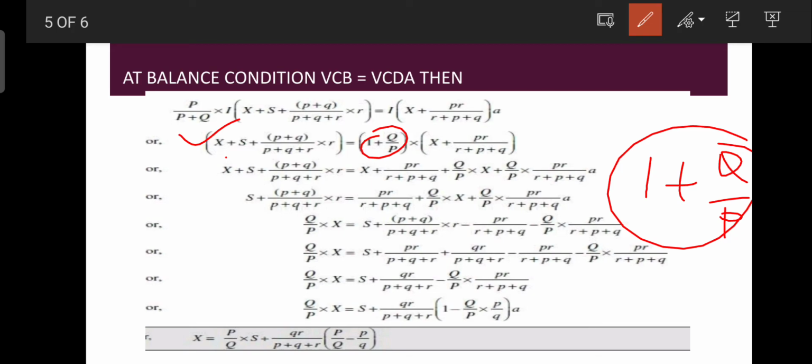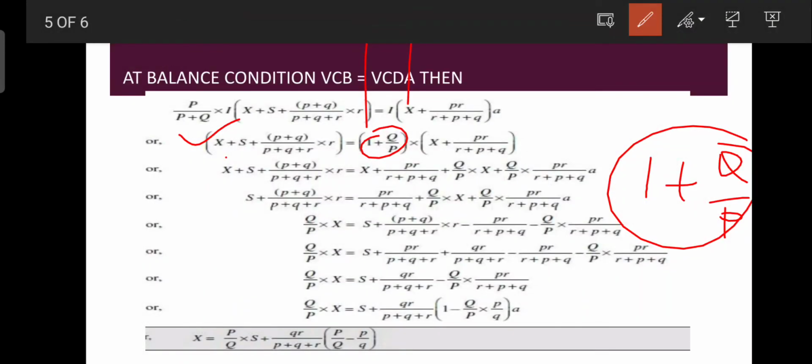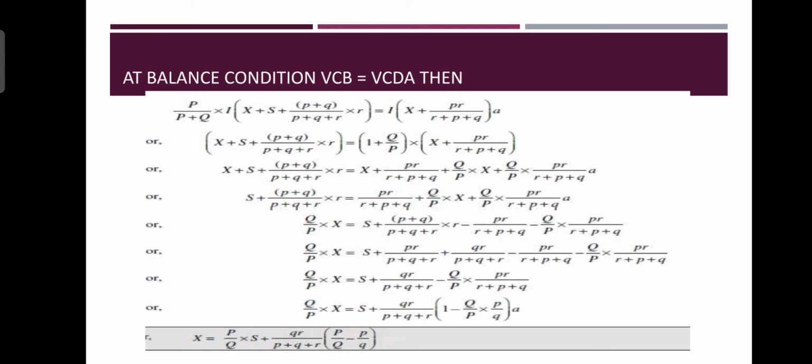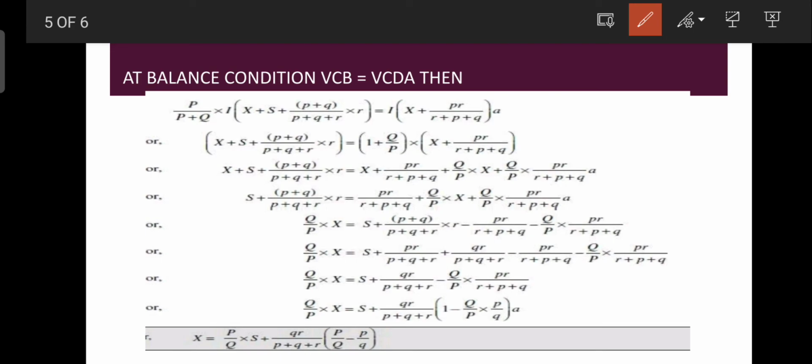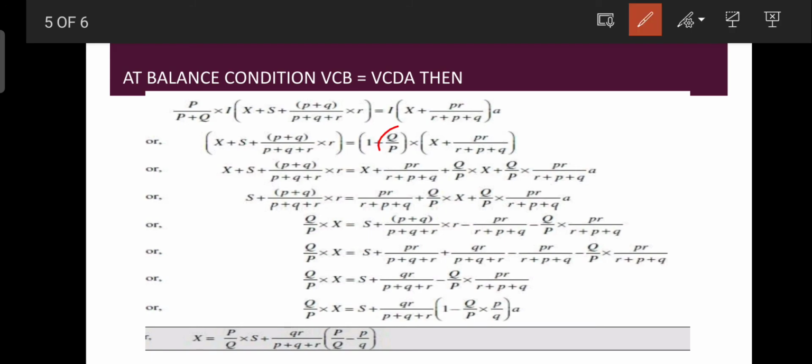Multiply all the values: 1 into X, that is X, then 1 into PR divided by (R plus P plus Q), that is PR divided by (R plus P plus Q), then Q by P into X, that is Q by P into X, then Q by P into PR divided by (R plus P plus Q), and then multiply A here.